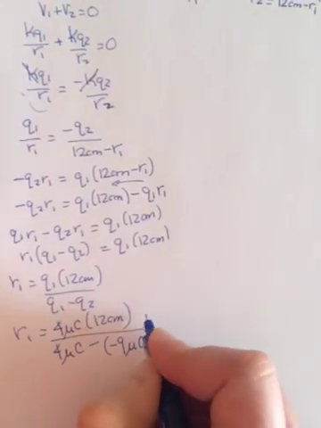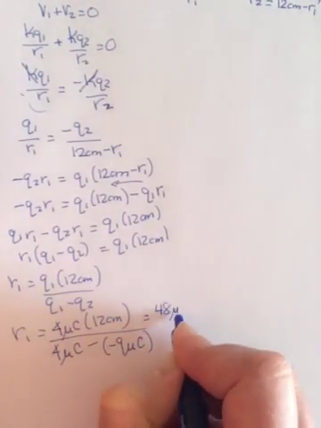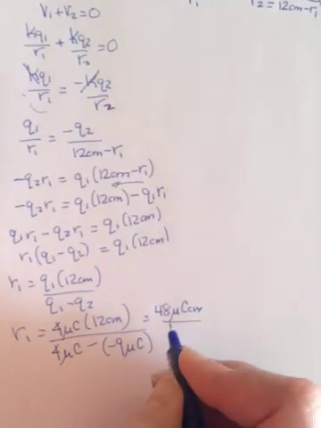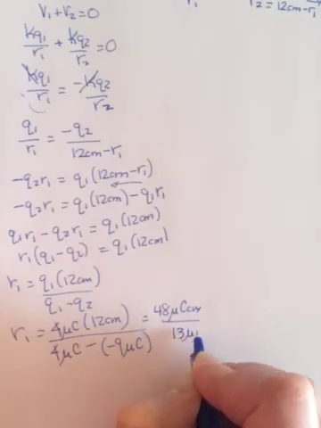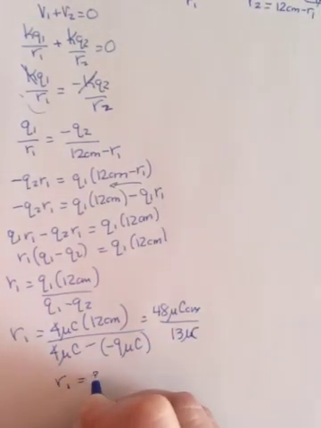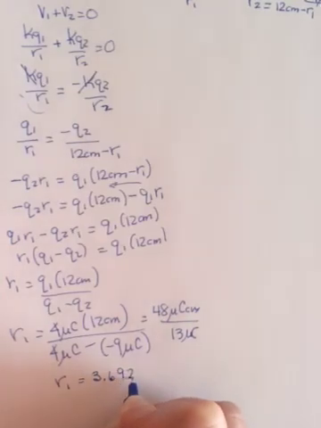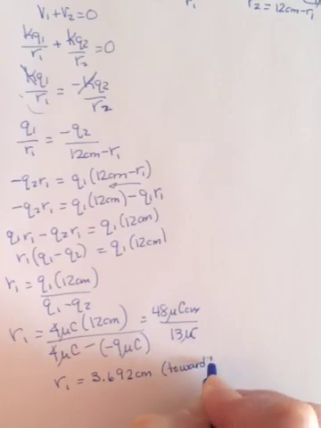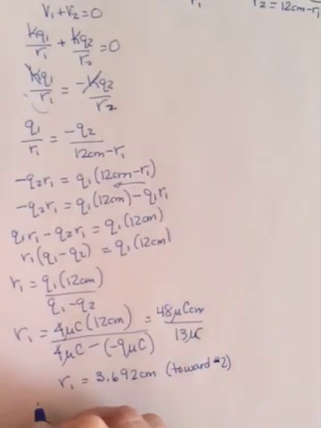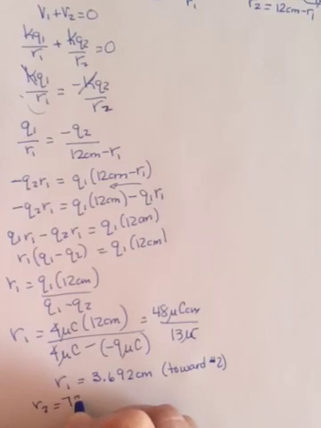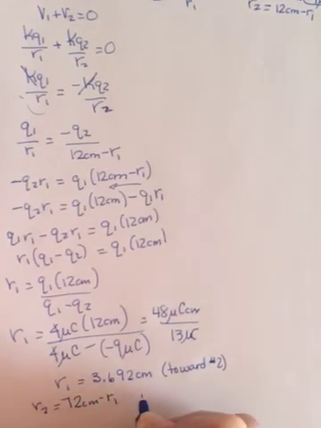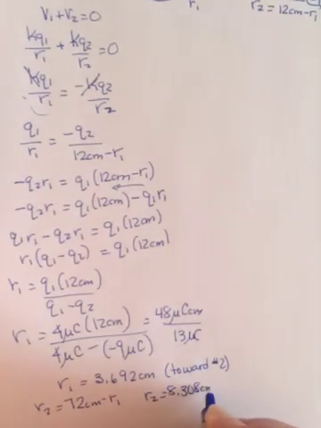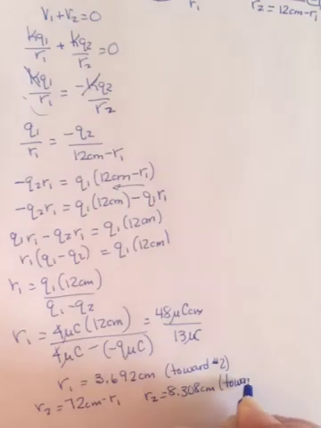When you do this on the top, you're going to get 48 microcoulomb centimeters. And on the bottom, 4 minus a minus 9 should be about 13 microcoulombs. Do the dividing and get an R1 of 3.692 centimeters. And that will be towards number 2. And therefore, R2 is equal to 12 centimeters minus R1. So R2 will equal 8.308 centimeters, and that'll be towards number 1.